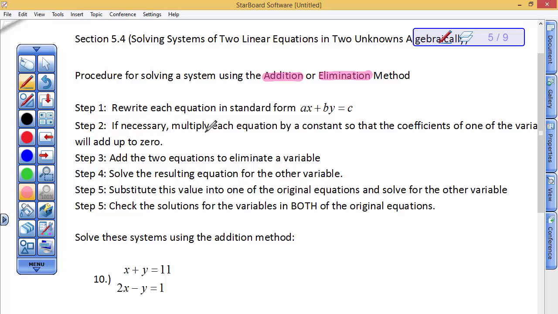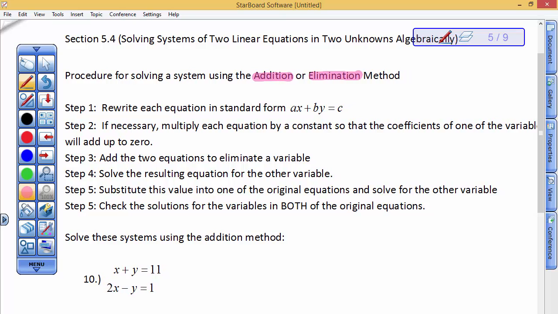If necessary, multiply each equation by a constant. That just means a number, so that the coefficients of one of the variables will add up to 0. So do you see this letter y? The coefficients of the letter y in question number 10 are 1 and -1. They are already ready, and their coefficients will add up to 0.